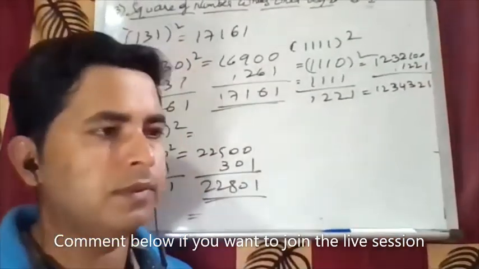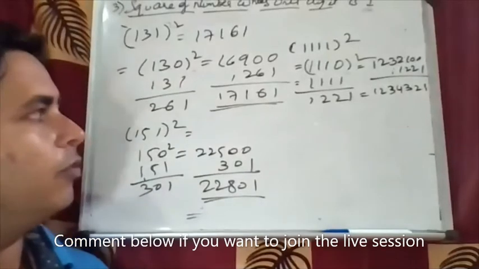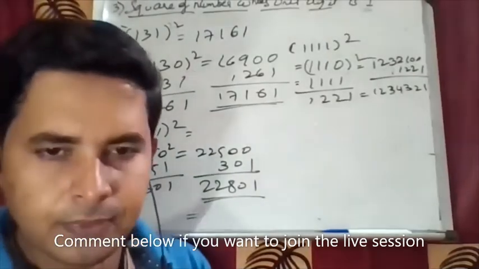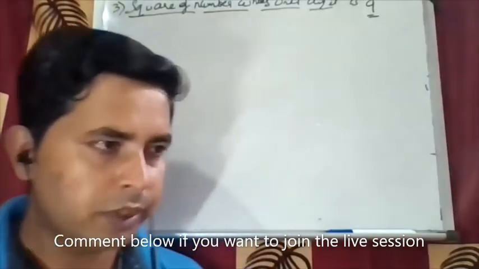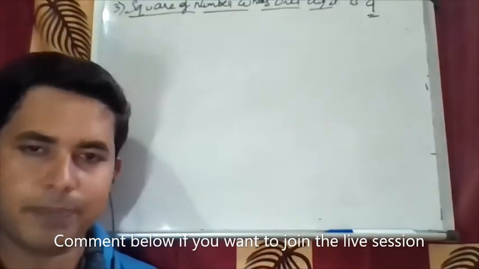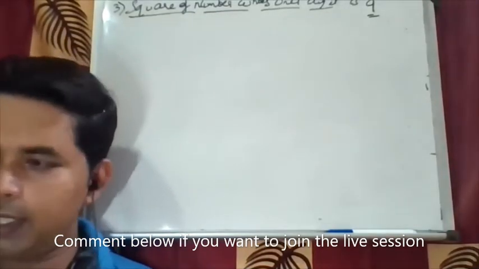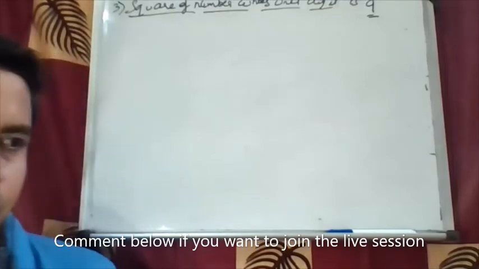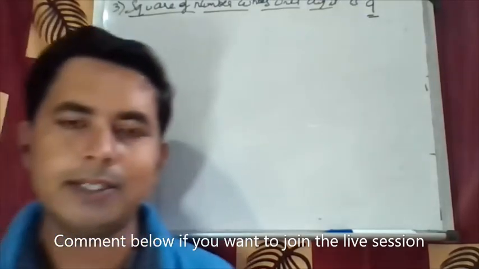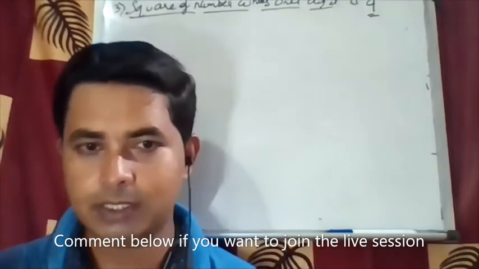321, okay. 1234321 is the answer. Now, the square of a number whose unit digit is 9. It is the same as the previous one, okay, the only difference is that what we did there, we have taken a successive number, meaning the next number.